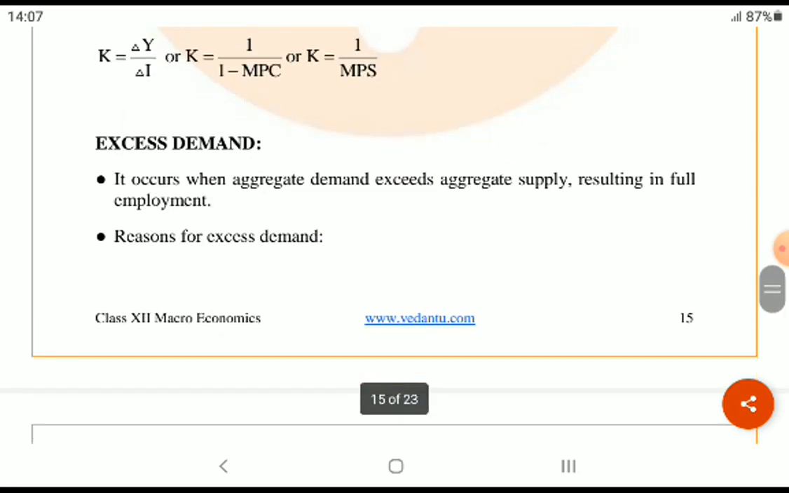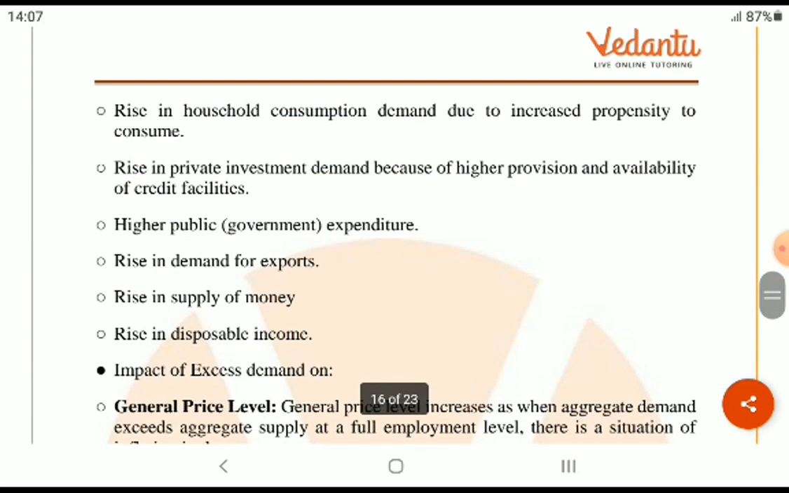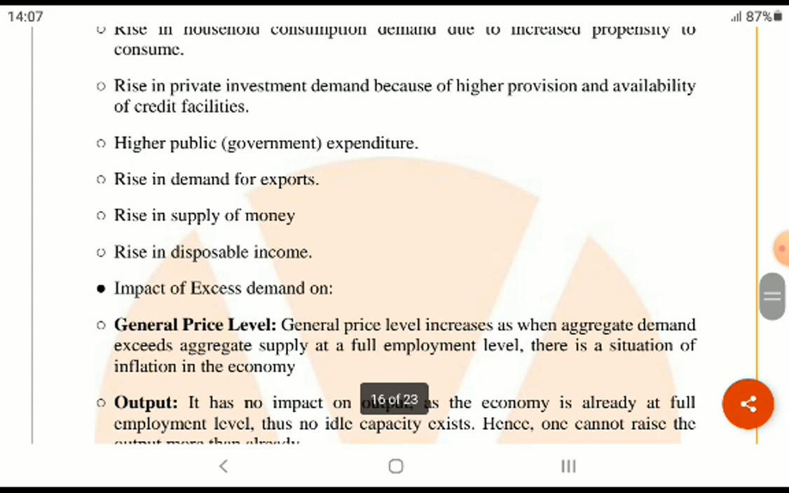Next, excess demand. It occurs when aggregated demand exceeds aggregated supply, resulting in full employment. Reasons for excess demand: rise in household consumption demand due to increased propensity to consume, rise in private investment demand because of higher provisions and availability of credit facilities. Next, higher public expenditure, rise in demand for exports, rise in supply of money, rise in disposable income.